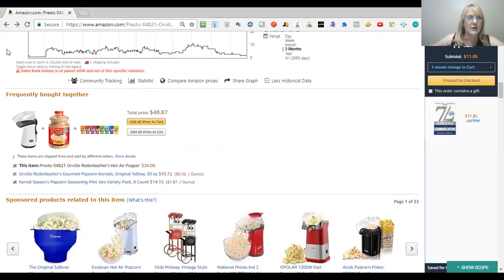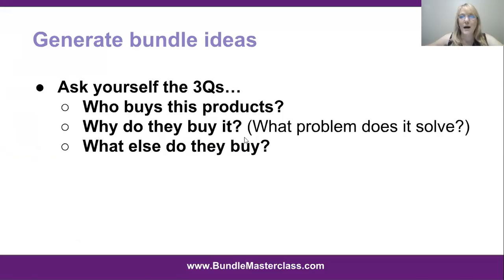So then I'm going to come down. Remember, my instructions were to come down to Frequently Bought Together. In the back of our minds, we want to think about the 3 Qs. Who buys this product? Start thinking about who buys this product. Movie night would be the first one, but what if it's people who eat organic and clean and no oil? Healthy eaters. What about football parties, sports parties? A whole different bundle could be for people looking for healthy sports snacks. Why do they buy it? What problem does it solve? And what else do they buy?